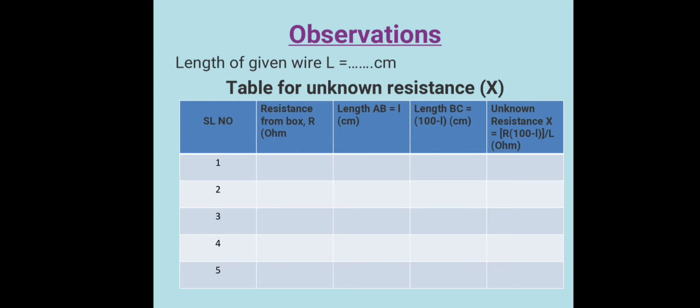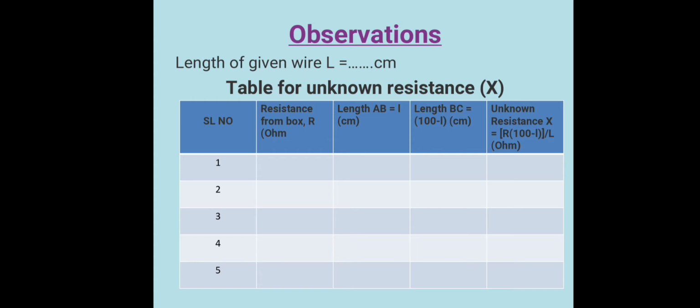Now, when we get the null point, we measure lengths L and 100 minus L specifically for that particular observation, and we put it in the necessary box, and then also calculate the unknown resistance X by the formula R into 100 minus L by L. So this completes one observation.